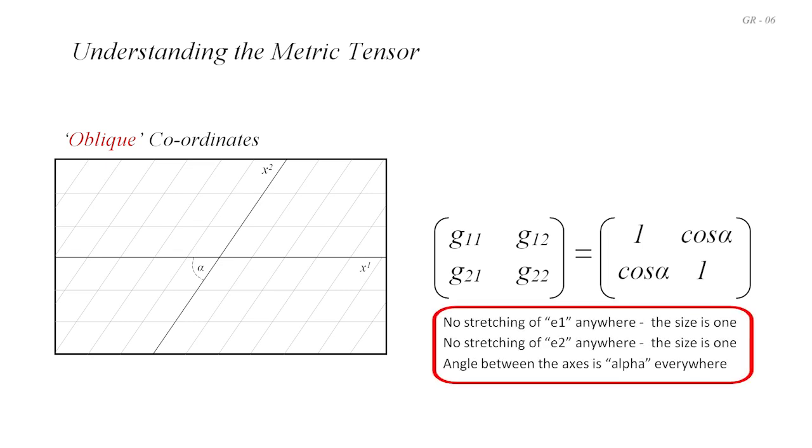Three pieces of information for two dimensions. No stretching in E1 anywhere, the size is 1. No stretching in E2 anywhere, size is 1. And the angle between the axes is alpha everywhere.